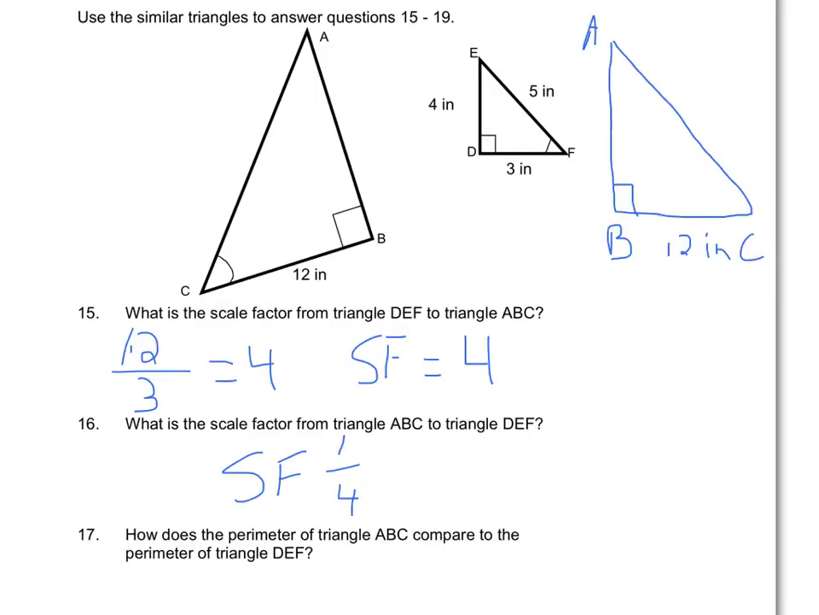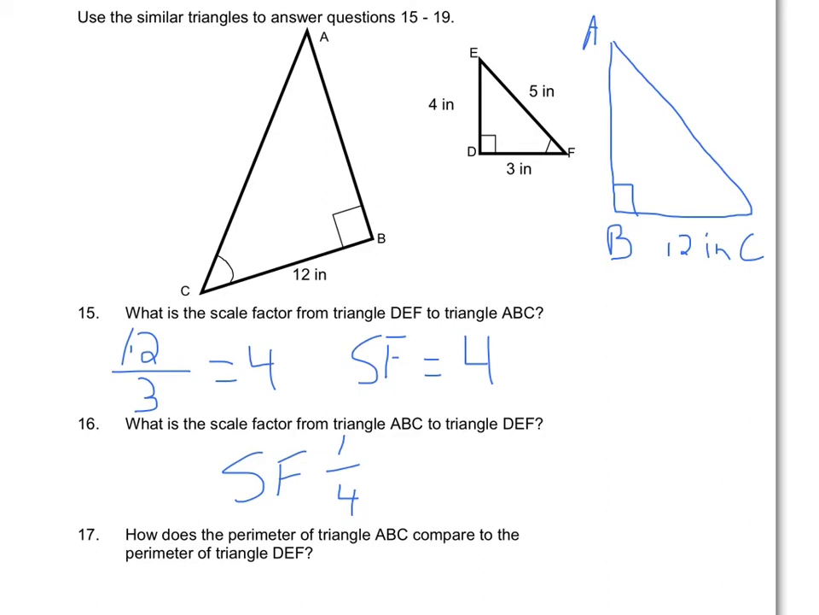Okay, so for number 15, you're supposed to use the shapes at the top, the similar triangles, to answer questions 15 through 19. Okay, so what I did was I just redrew this triangle here to point in the same direction as DEF. So I made ABC over here. That way I won't get confused.